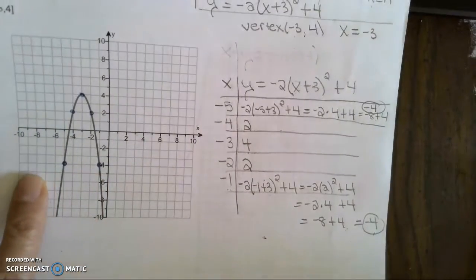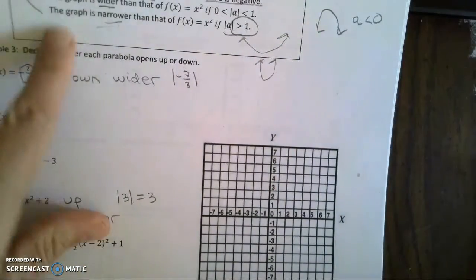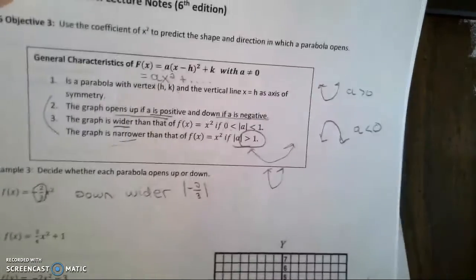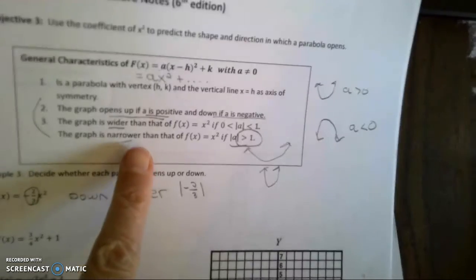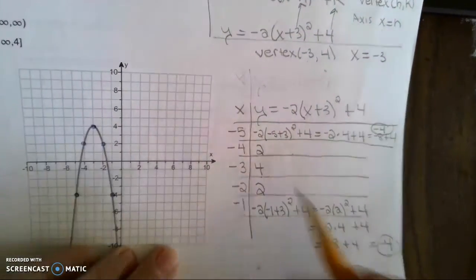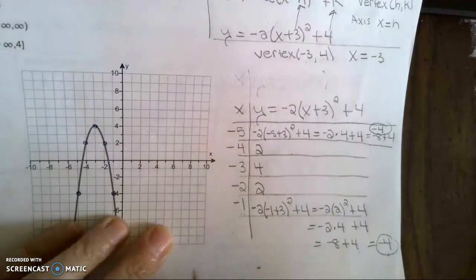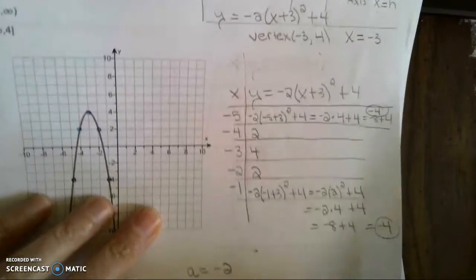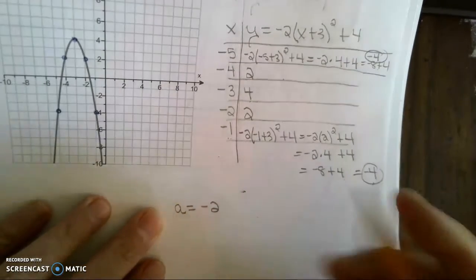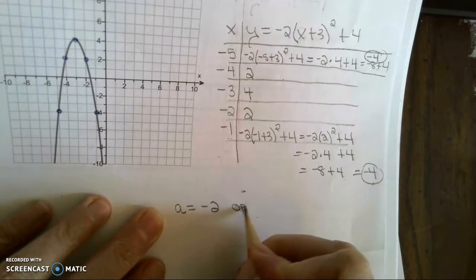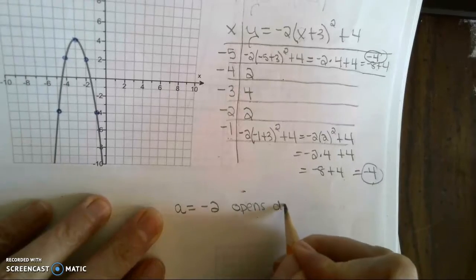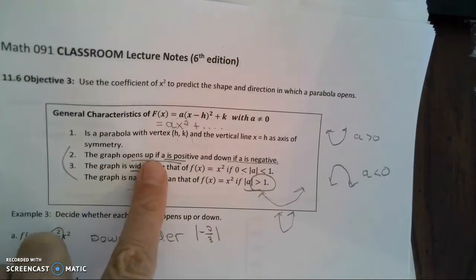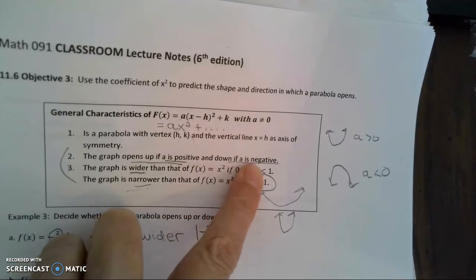Okay. Now what I'm going to do is go back and talk about the value of a, whether it opens up or down. We can kind of tell already. And then whether it's wider or narrower. So let's go back on that. In this case, my a is -2. Because it's negative, I know it's going to open down. Let me just show you that from the previous slide here. It opens up if it's positive, it opens down if it's negative.